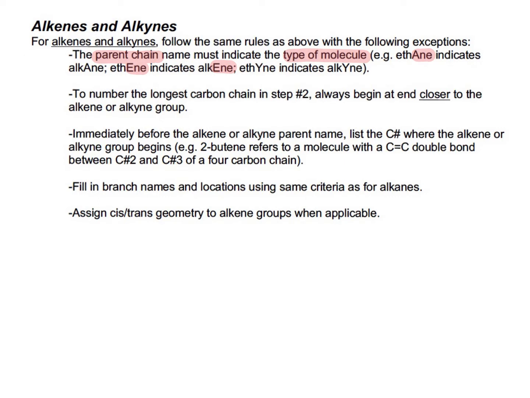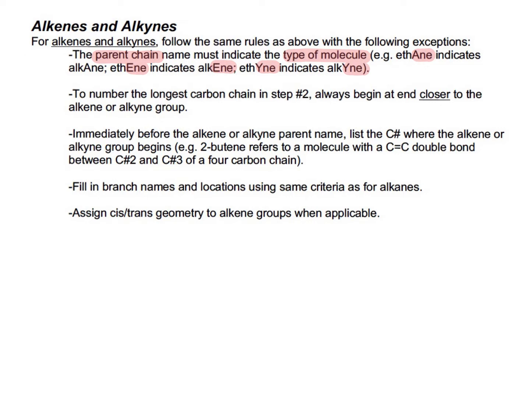Similarly, if the suffix is -yne, that indicates that the molecule has at least one carbon-carbon triple bond. So for example, butane with a -yne suffix would denote a 4-carbon alkyne, meaning a molecule that had one carbon-carbon triple bond within that 4-carbon chain.